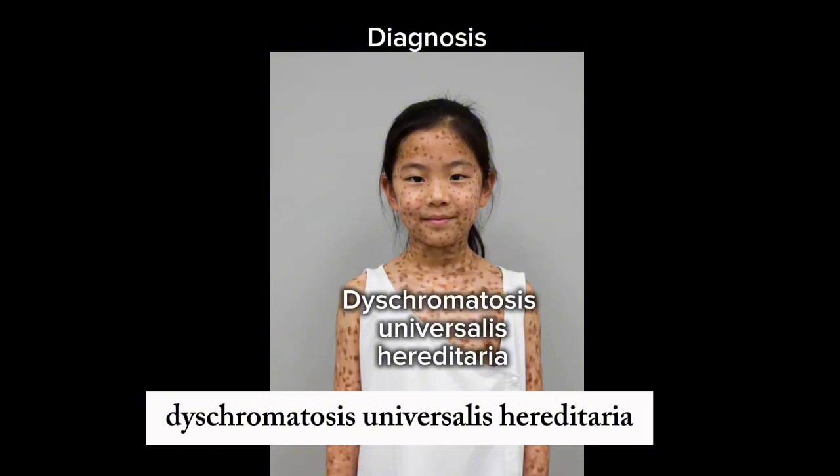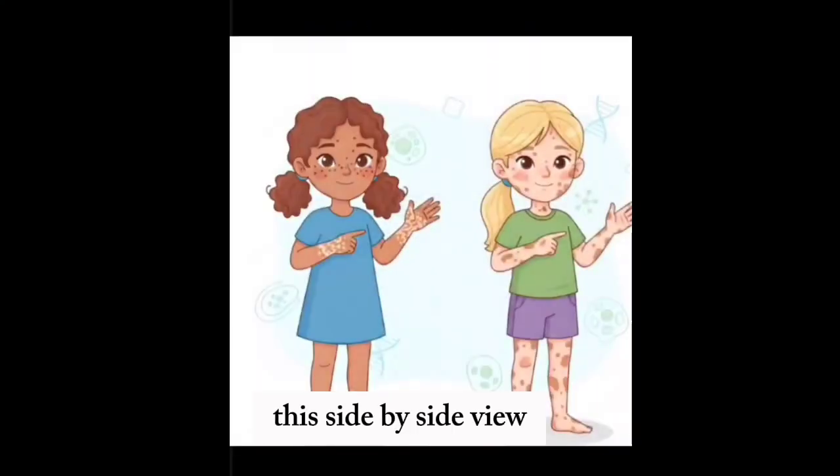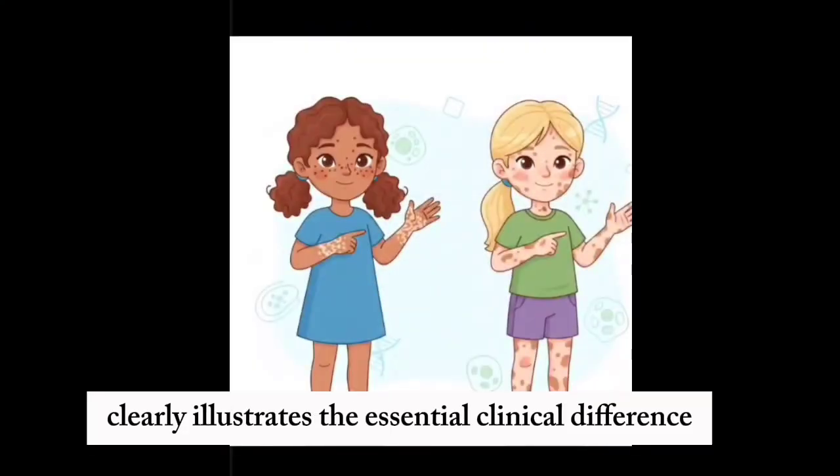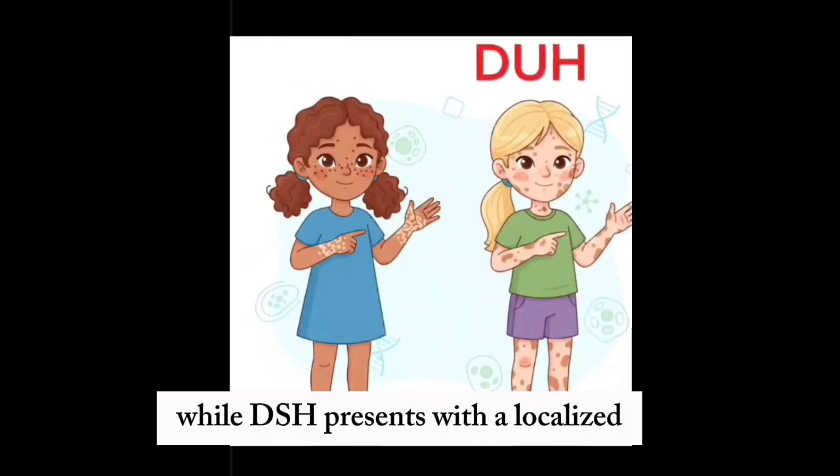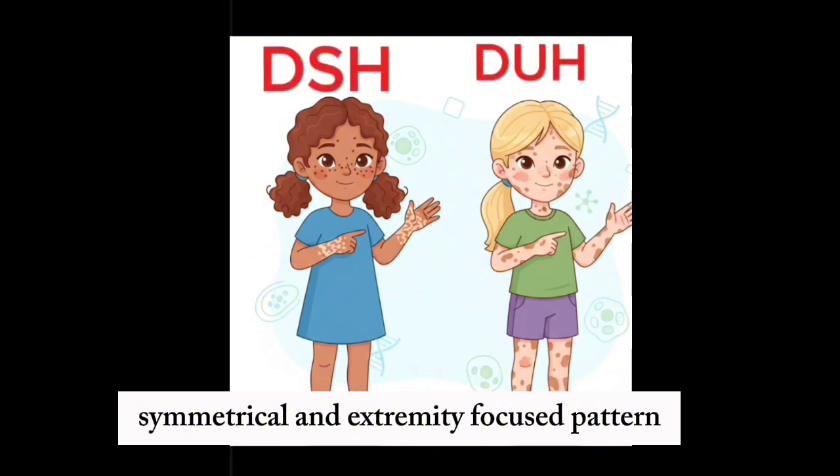Dyschromatosis Universalis Hereditaria. This side-by-side view clearly illustrates the essential clinical difference. DUH involves a generalized, universal pattern, while DSH presents with a localized, symmetrical, and extremity-focused pattern.